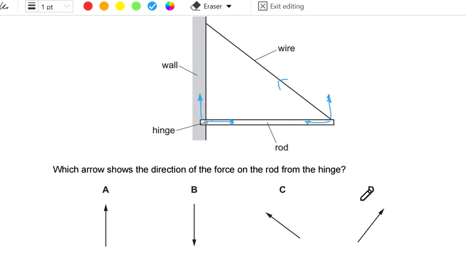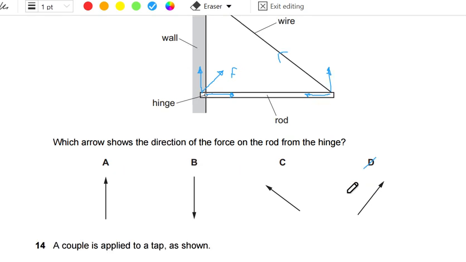Because we have choice C and D, oblique, okay? Whether it is oblique to the left or oblique to the right, it depends on the orientation of both components of the force at the hinge. And as they are oriented like this, resultant or force F should be in this direction, and D is the answer.